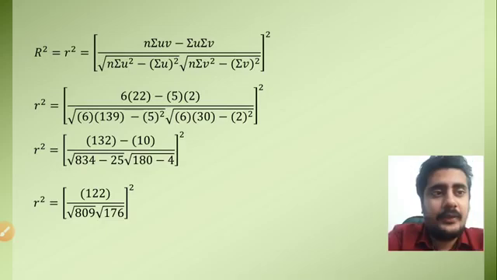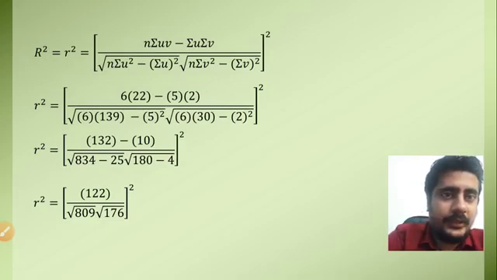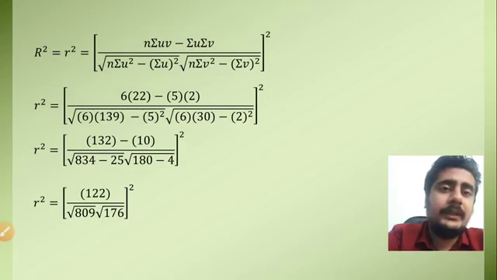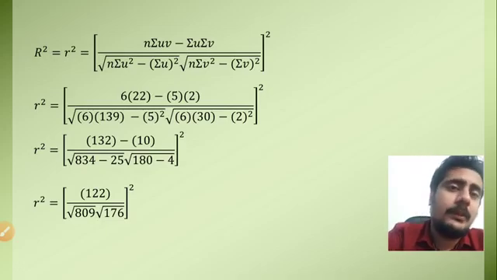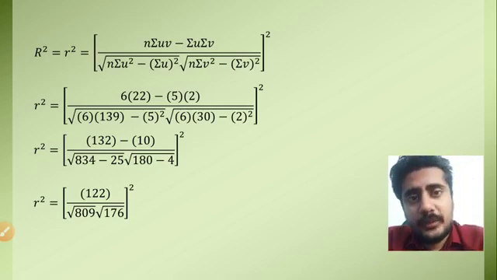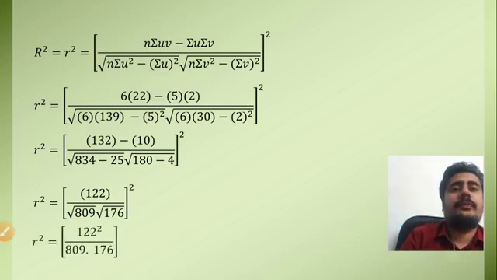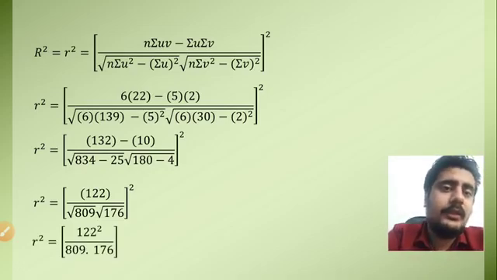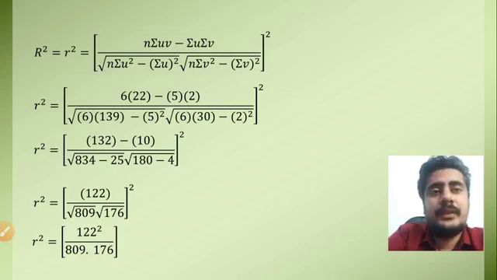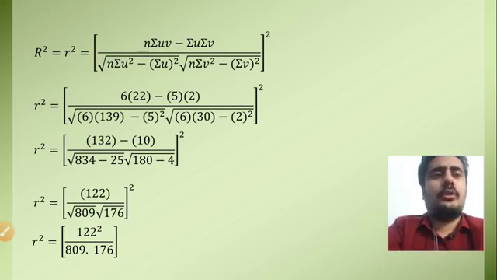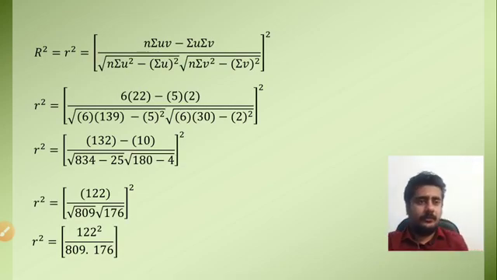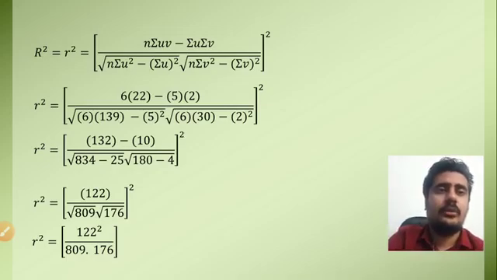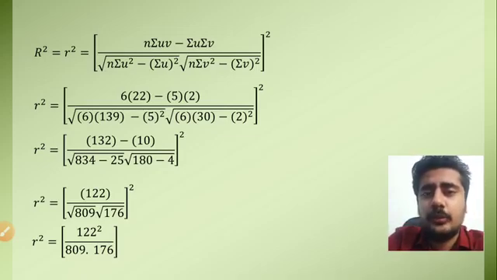Now see the effect. There is a whole square. If there is a whole square and under the bracket there is a numerator and denominator, what happens? This square applies to both, to the numerator and to the denominator. So if I apply the square to both, the numerator becomes 122 square, and in the denominator the root will be ignored. You can say the root will become root square, so the root will go. So there will be no sign of root.